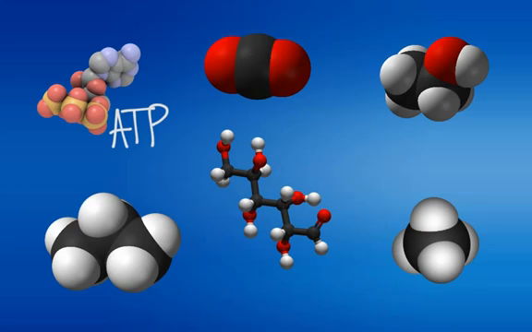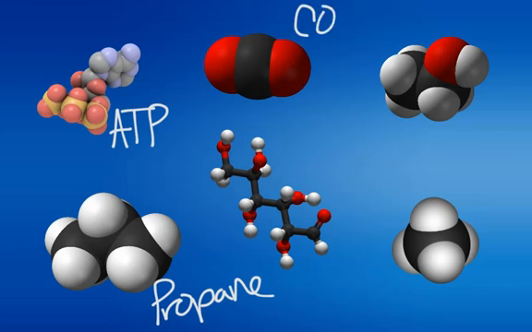Down here in the bottom left we have propane, which you've probably heard of. It's used as a fuel source. It's often burned as a source of energy. In the top middle, we have carbon dioxide, which is readily found in the air and something that we produce when we do cellular respiration and we breathe it out.